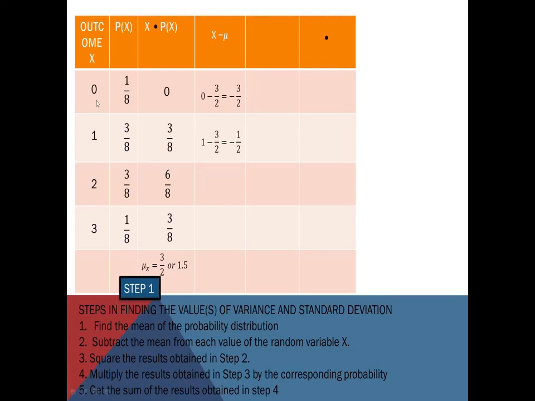1 minus 3 over 2 is negative 1 half. 2 minus 3 over 2 is positive 1 half. 3 minus 3 over 2 is 3 over 2. Okay, so that is step 2.